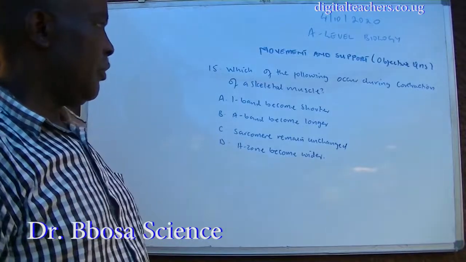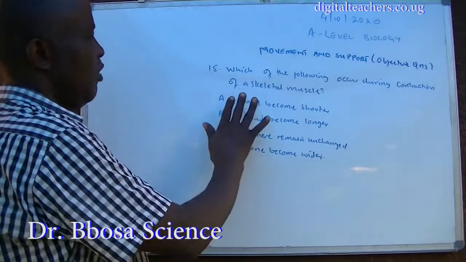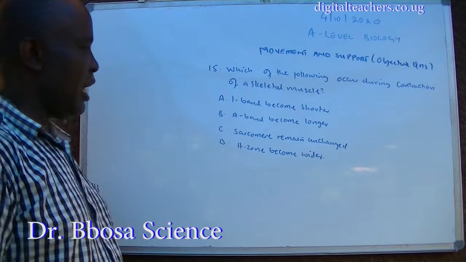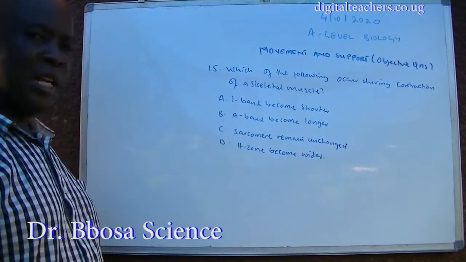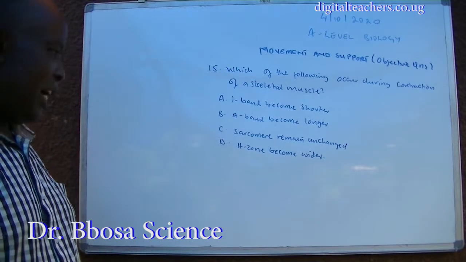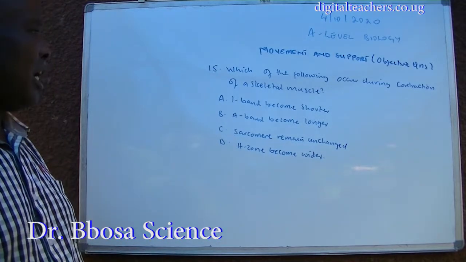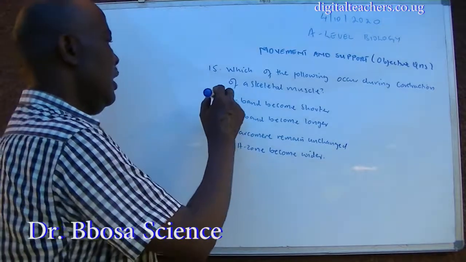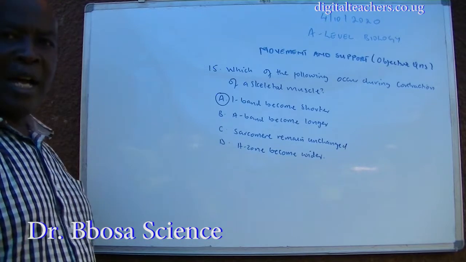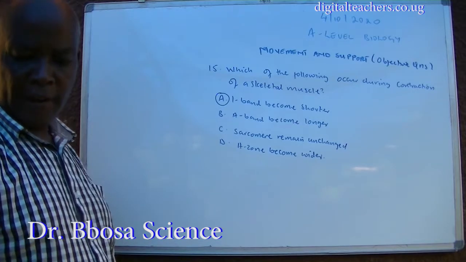Number 15. Which of the following occurs during contraction of a skeletal muscle? A. I band become shorter. B. A band become longer. C. Sarcomere remain unchanged. D. H zone become wider. You can pause and answer. The answer is A. When the muscle contracts, the I band and H zone become shorter.